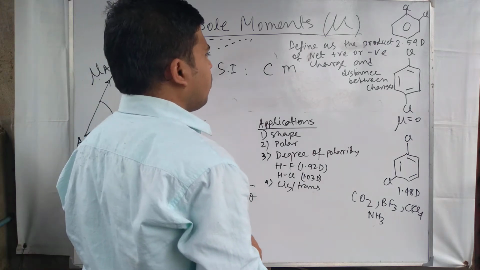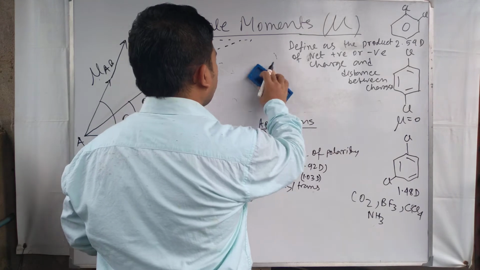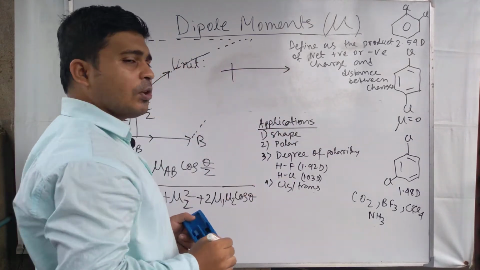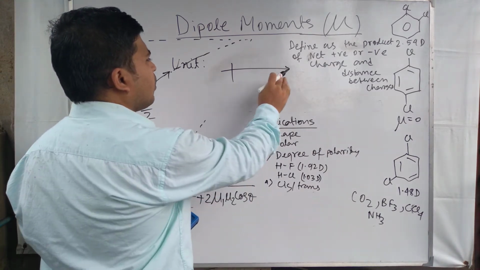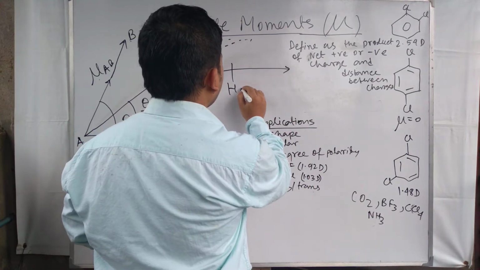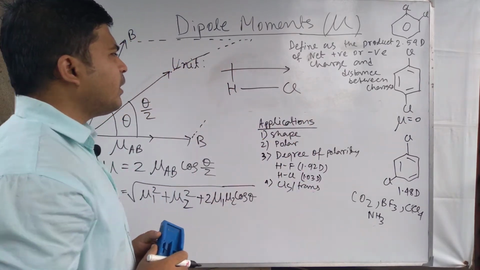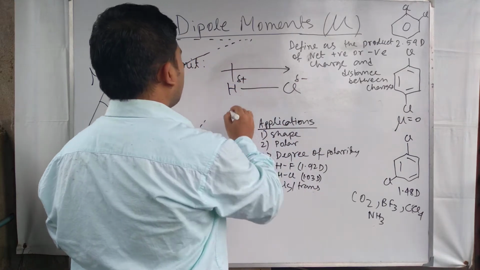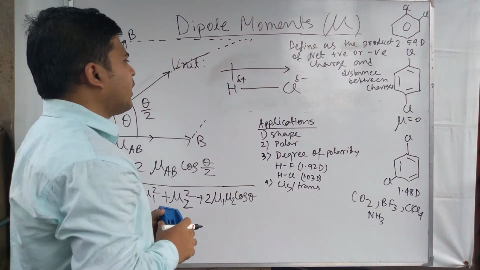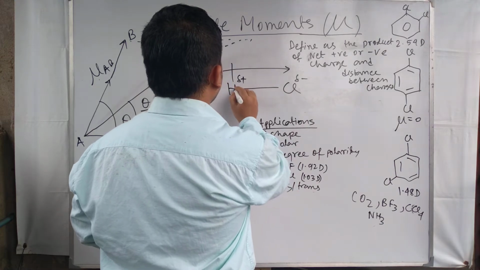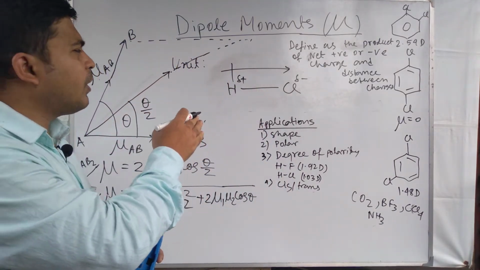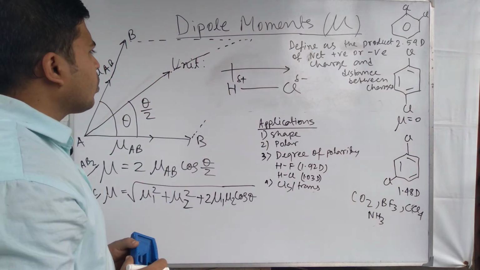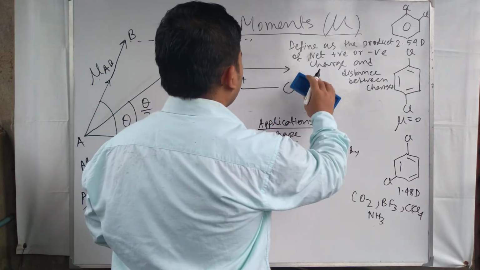Next, we have to know the representation of dipole moment. Dipole moment is represented by an arrow like this, and the head of the arrow should be at the more electronegative atom. For example, for the dipole moment of the HCl molecule, where chlorine is slightly negative and hydrogen is slightly positive, the direction of dipole moment should always be from the partially positive atom to the partially negative atom.